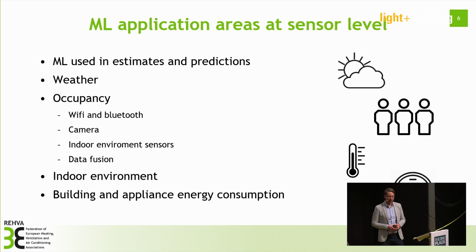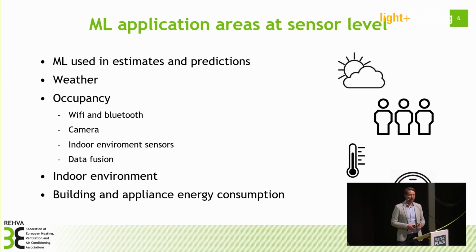So I've divided the building control solutions into 3 levels, starting from the sensor level, where we can utilize machine learning in calculating estimations and predictions. One area is to estimate the amount of people in the room, and for that purpose we can use different kinds of technologies. For example, Wi-Fi, Bluetooth. Typically we have the Wi-Fi already in the building. We can utilize that to make estimates of the amount of people, and you can get rough estimates, perhaps not at the space level, but some estimates of the amount of people.